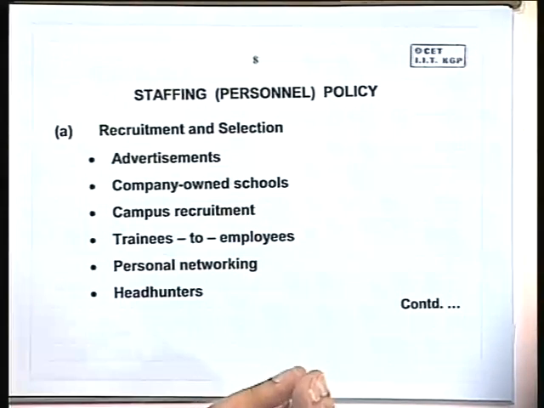Staffing or personnel policy: recruitment and selection, advertisements, company owned schools, campus recruitment, trainees to employees, personal networking and headhunters. This is a list of ways to go about getting people. And there is always a cost which is attached to getting new people, and there is always a risk attached to getting new people, because you may not ultimately get the kind of people that you want.